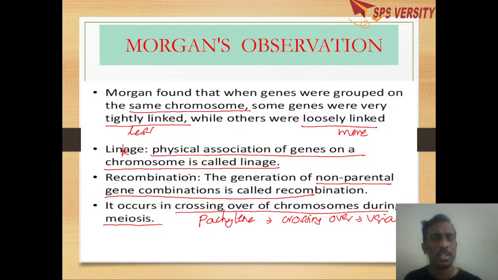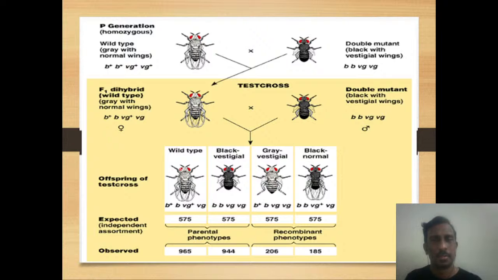And why is recombination not seen in all cases? Why is there a difference between cross A and cross B? We'll observe. So here, if we observe this, this is a test cross performed. He has taken a wild type, that is gray body with normal wings, and black body with vestigial wings. So we got an F1 hybrid, that is gray body normal wings. That means gray body normal wings is the dominant one. So this gray body normal wings is crossed with the recessive parent. The recessive parent means black body vestigial wings.